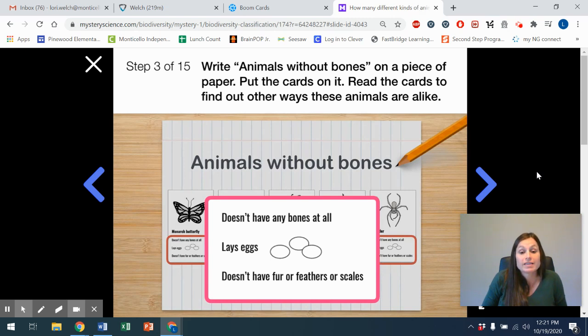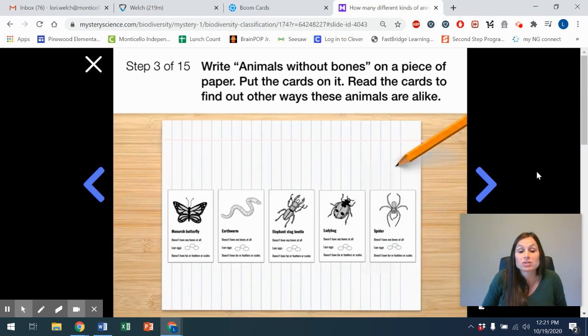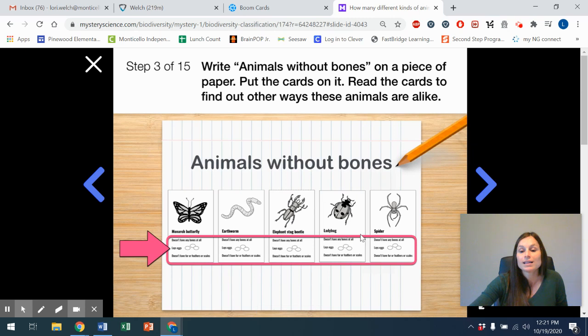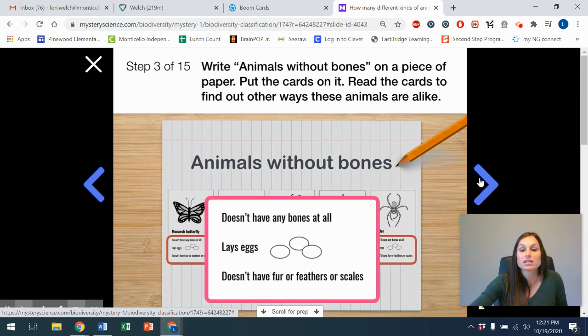So if you look at the animals without bones, the other characteristics that match those animals, besides that they don't have any bones, is those animals lay eggs and those animals don't have fur, feathers, or scales. The animals without bones are the butterfly, the earthworm, the beetle, ladybug, and spider. Let's see how else the other animals can be grouped.